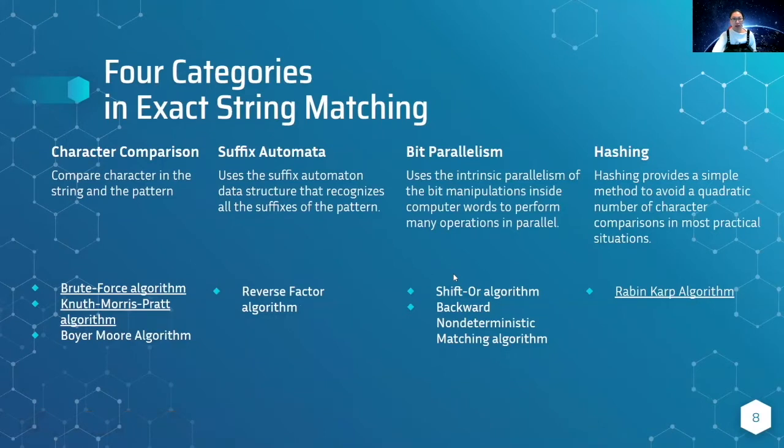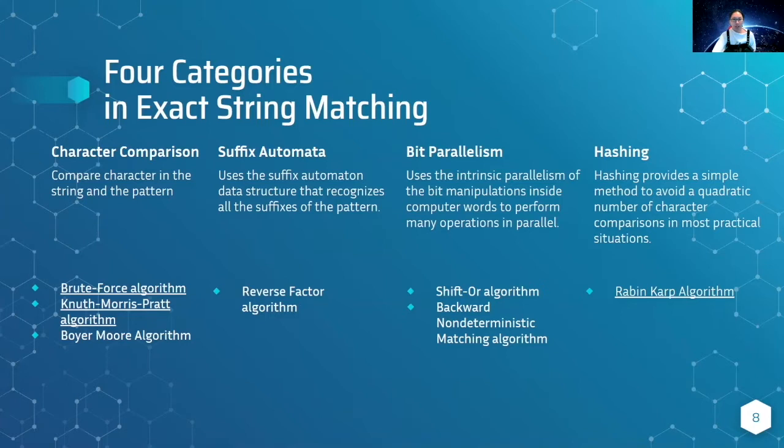In more detail, there are four categories in exact string matching: character comparison, suffix automata, bit parallelism, and hashing. Character comparison compares characters in the string and the pattern. The well-known algorithms are the brute force algorithm, the Knuth-Morris-Pratt algorithm, also known as KMP, and the Boyer-Moore algorithm. We will talk about the brute force and KMP algorithms in more detail.